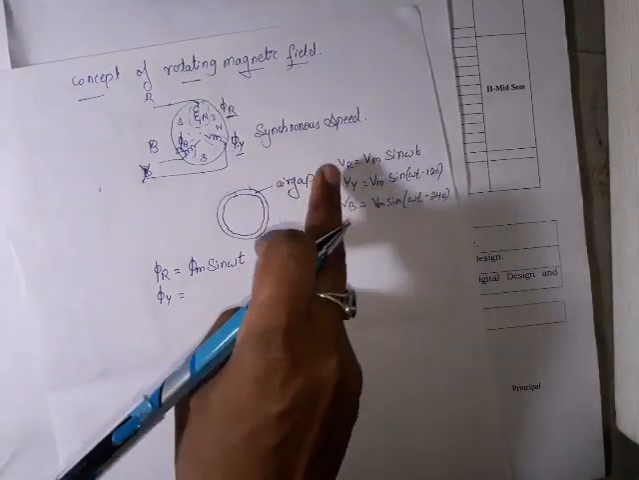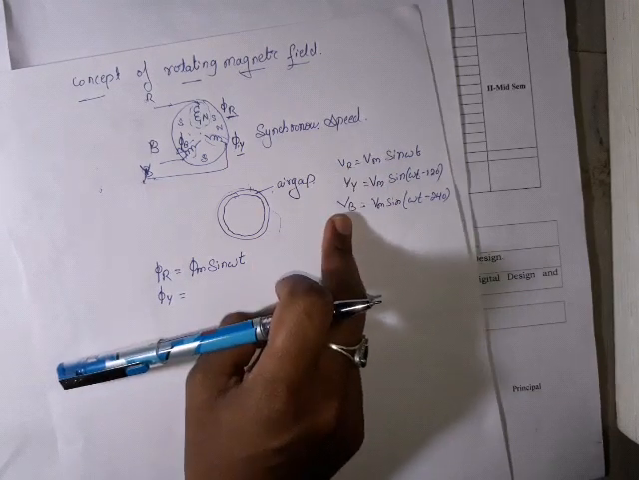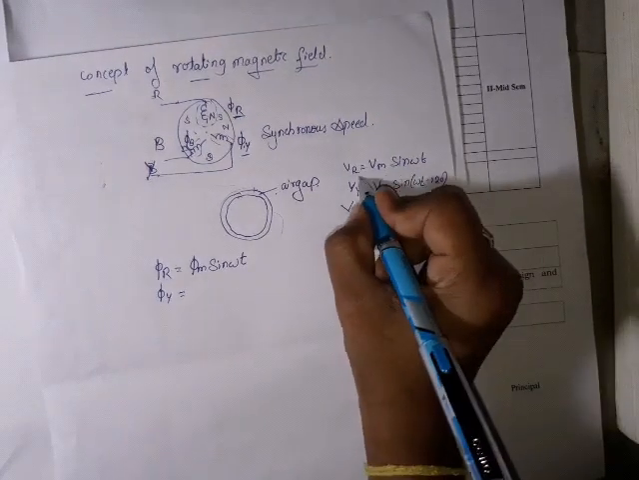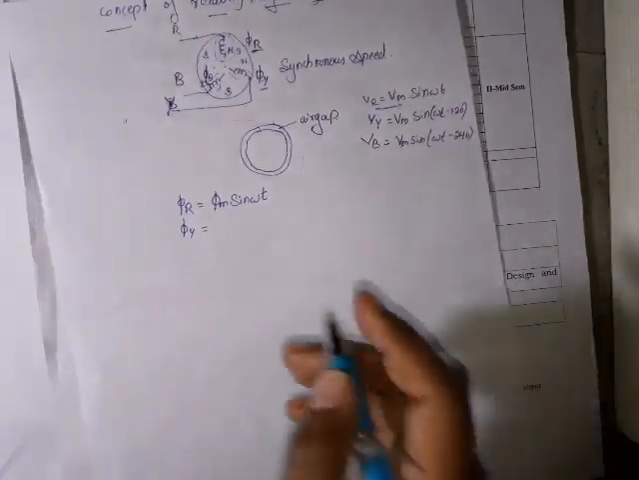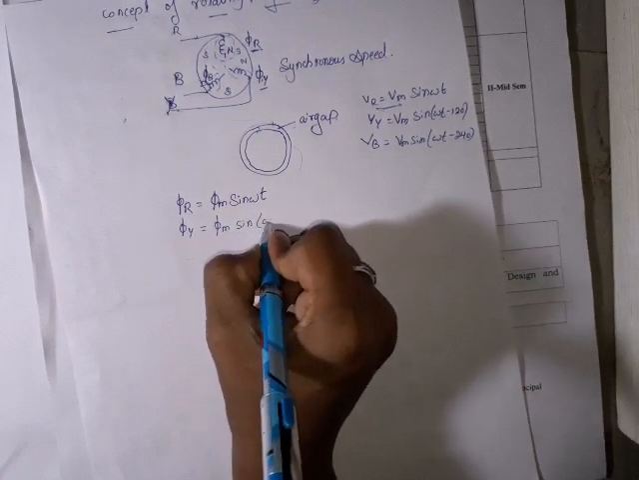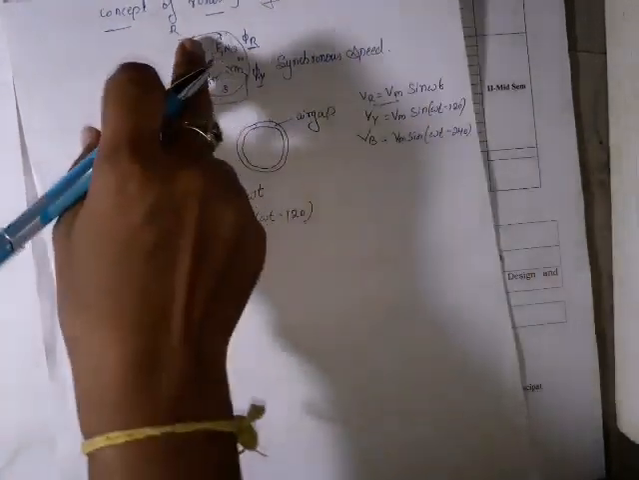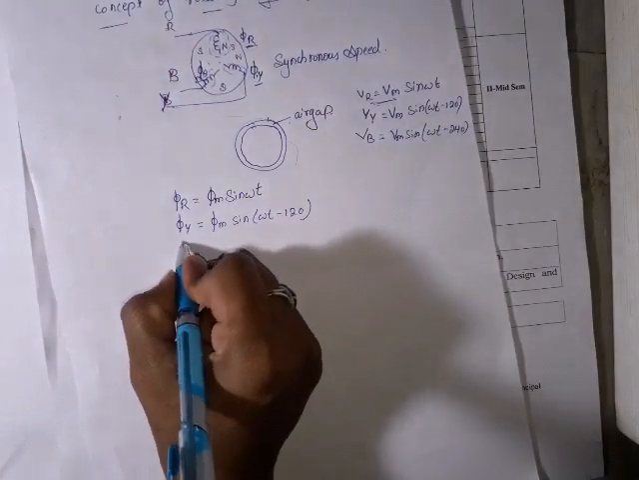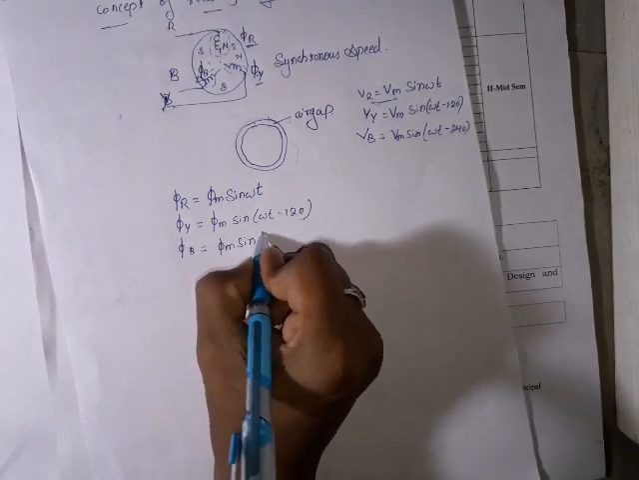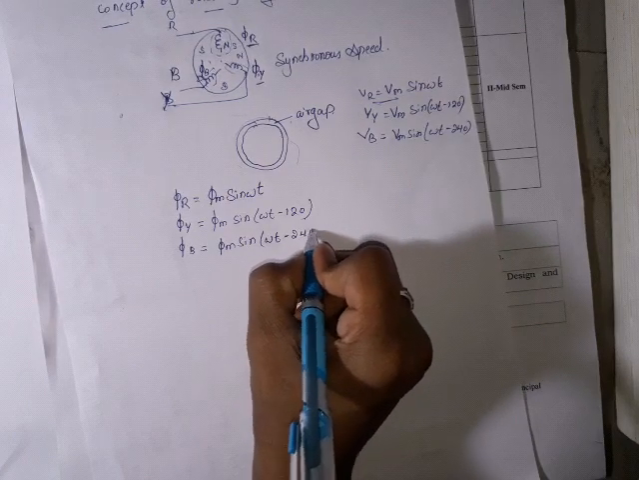From R phase to Y phase is 120 degree. From Y phase to B phase is 120 degree. Between R and B it is 240 degree, so we have taken R phase as the reference. Phi Y is given by phi m sin(omega t minus 120), also separated by 120 degree. Phi B is phi m sin(omega t minus 240). All the phases are acting at a time.